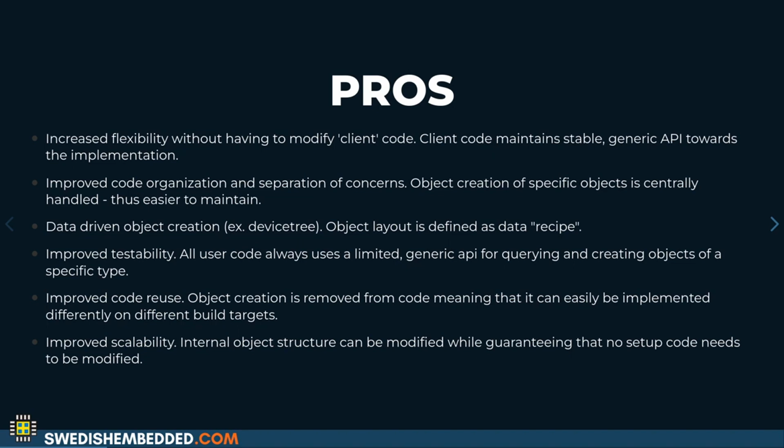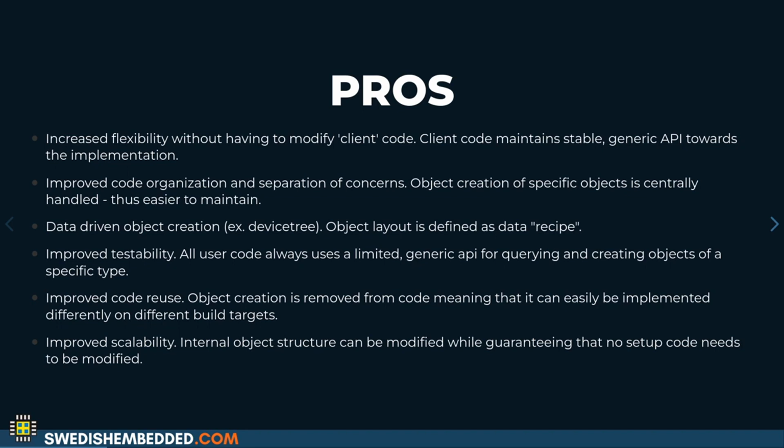Improved code reuse. So as a consequence also of the standardized API, you get improved reusability of the code, because your code does not contain the creation parameters. It just contains calls to this API. So moving the code to a different implementation that perhaps has a different way of creating objects would be very easy, because you wouldn't need to modify the logic of your code.